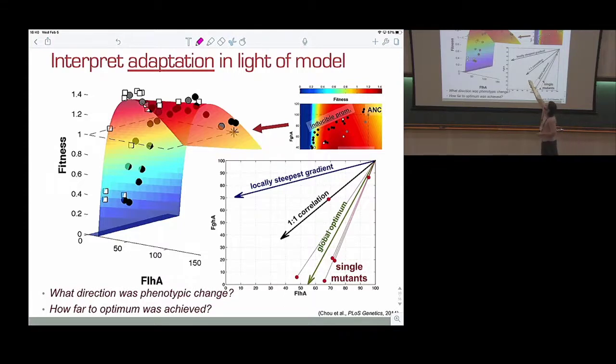If there was something simple, like a one-to-one correlation between the two enzymes, which would be a null expectation for a common operon, you'd have twice as much of both or half as much of both, and things would have changed that way. But it turns out the global optimum is in this direction: turn down one somewhat, turn down the other by a ton. And all of our single mutants managed to hit this space where there were these oddball mutations that in a single step turned them down and adjusted their ratio.